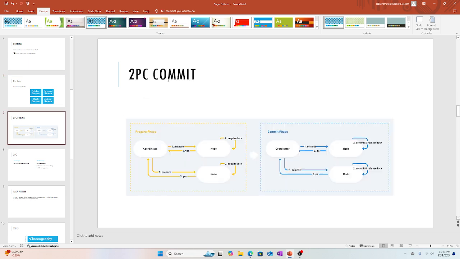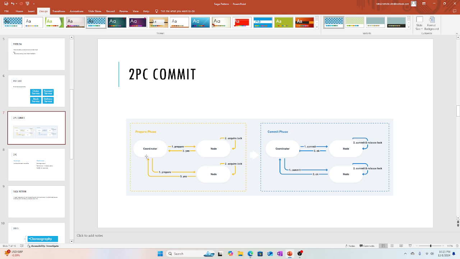So first we have a 2PC commit. 2PC is two-phase commit. Before making a transaction, the coordinator service, or the main service, will ask the other nodes that are involved in the transaction if they are ready for commit or not.